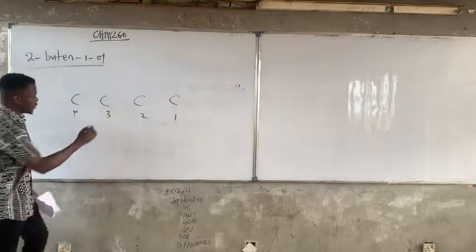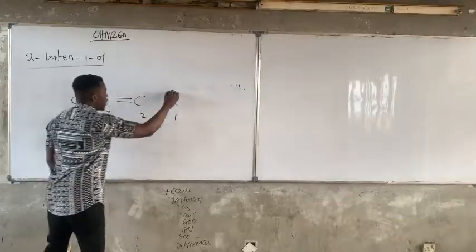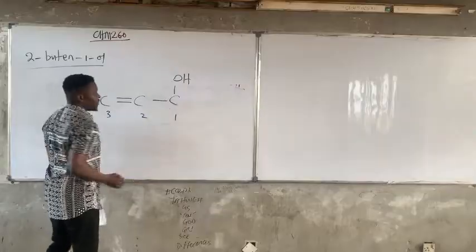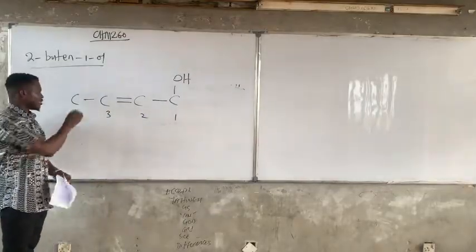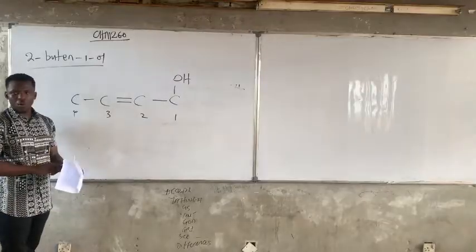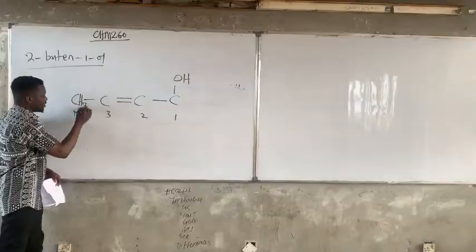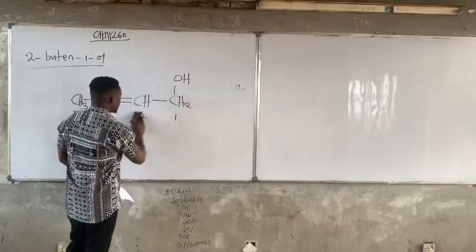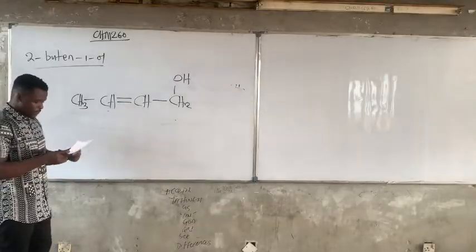The 2 in 2-butene means the double bond starts at carbon 2, so you put your double bond there, counting from the right hand side as carbon 1, where you have OH. To add the number of hydrogens, I subtract the number of bonds on each carbon from 4, because carbon can take a maximum of 4 bonds. So here it's going to be 3, here 1, here 1, and here 2. So this is the structure of 2-buten-1-ol.